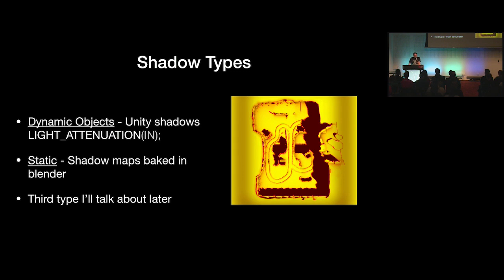Then we have static objects, which was basically that shadow map we baked in Blender. So this is just a quick way to optimize things: bake static stuff into the shadow map. Then the only thing you need to render is the dynamic shadows. And the third type, I'll talk about a bit later.